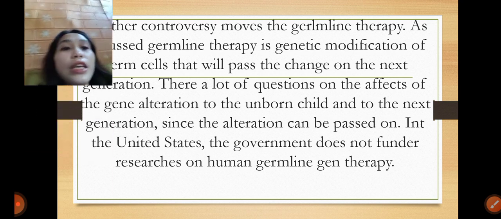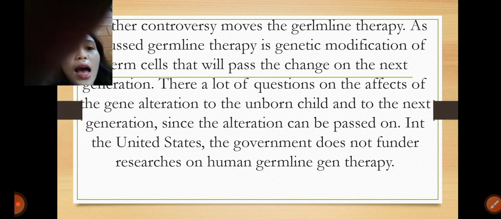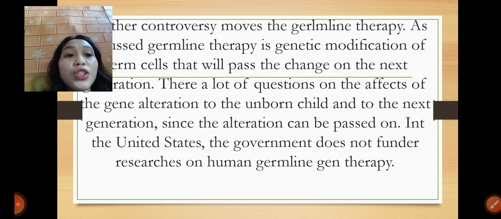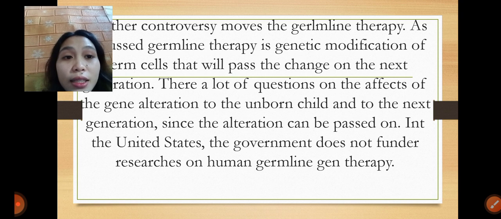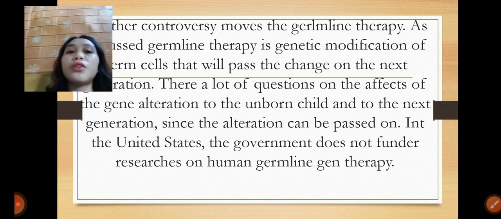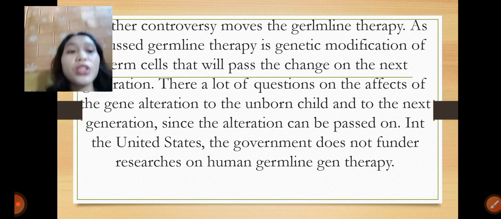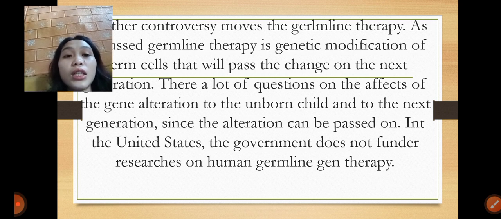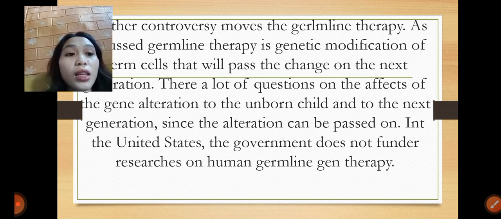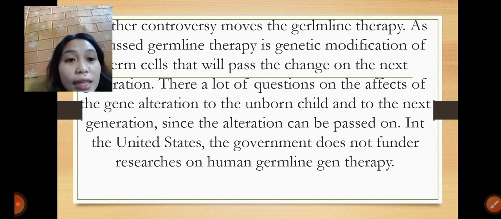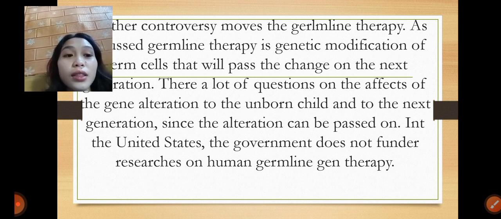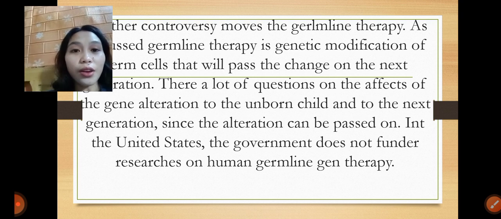Another controversy involves germline therapy. As discussed, germline therapy is genetic modification of germ cells that will pass the change on to the next generation. There are a lot of questions on the effects of the gene alterations on the unborn child and the next generation, since the alteration can be passed on. In the United States, the government does not fund research on human germline gene therapy.